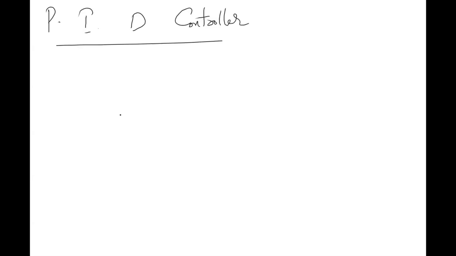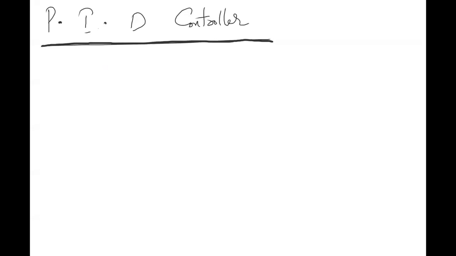So the last one is the PID controller, where you have proportional, integral and this derivative action. This derivative action increases the fastness of the response. Clear?